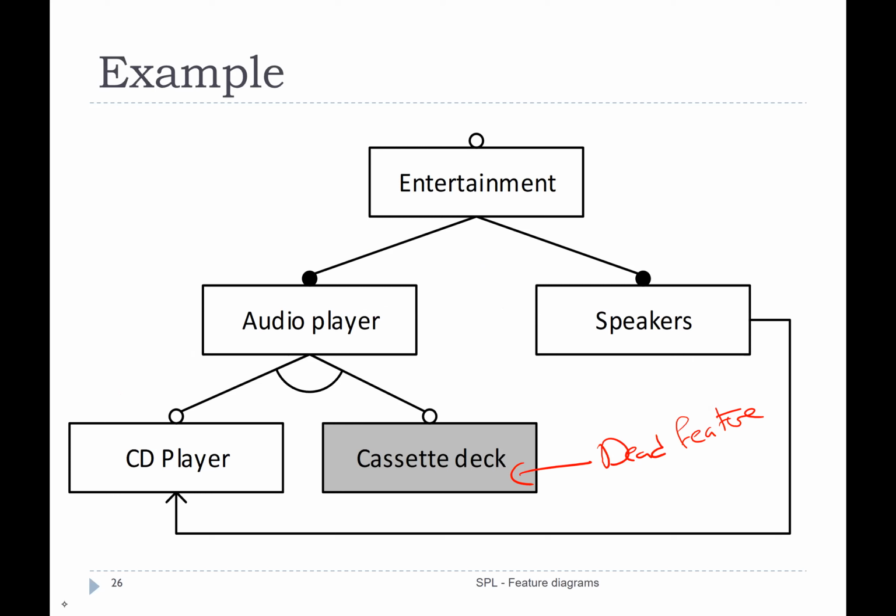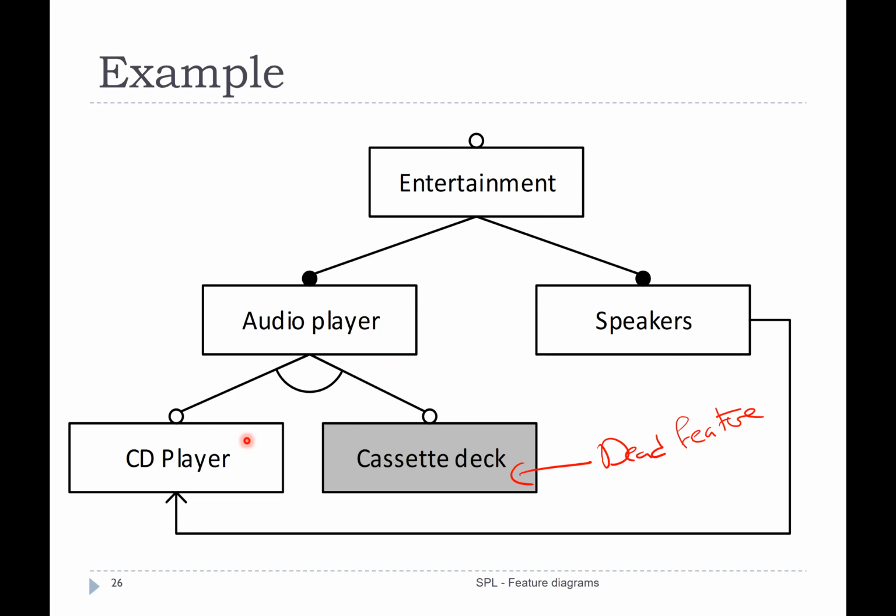So in this particular example, let me go back to the laser pointer. If we're going to pick an entertainment center, which in itself is optional, we have to have an audio player and speakers. With the audio player, I have to have either the CD player or the cassette. Now, because I have to have speakers, the speaker has a require relationship with the CD player. Now, this is an exclusive OR.